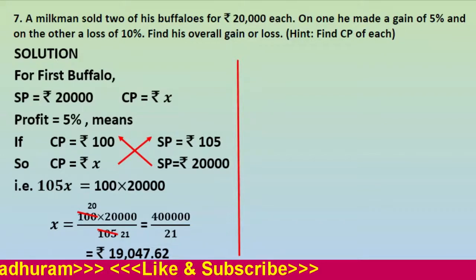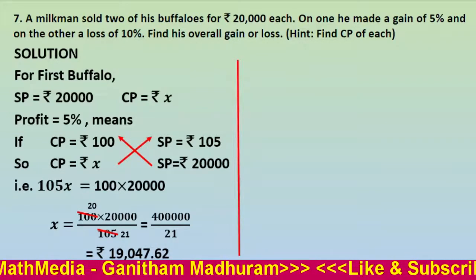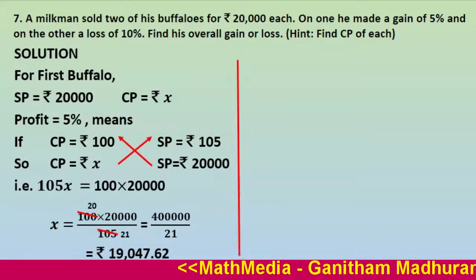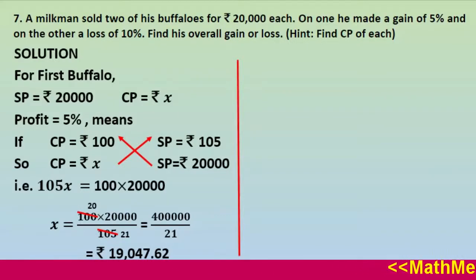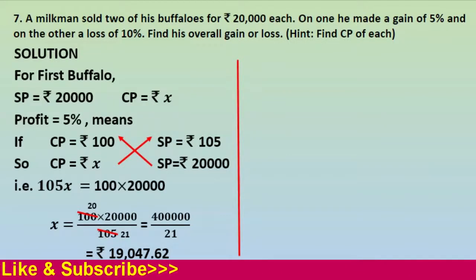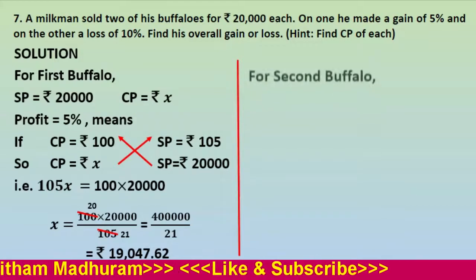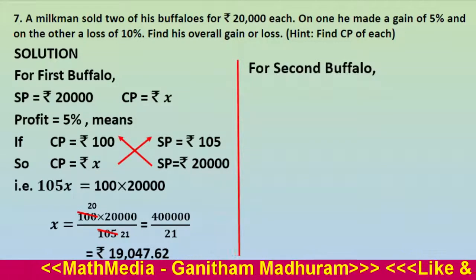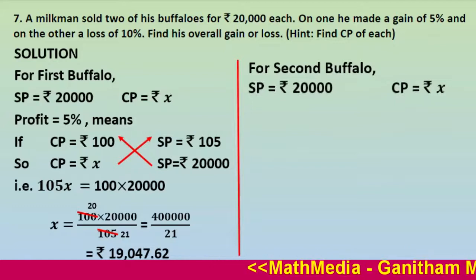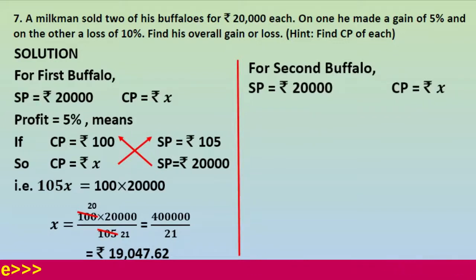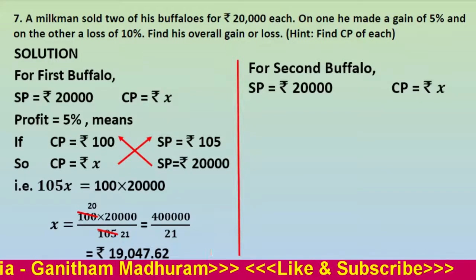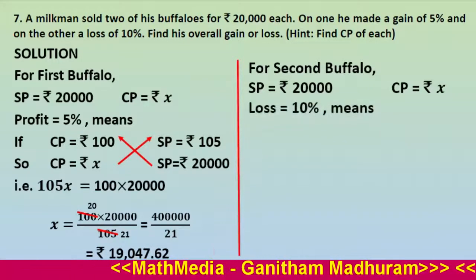Now we can move to the next part. We can find the same way the CP of the second buffalo. What about the selling price of the second buffalo? It is the same, rupees 20,000 only. CP we don't know, so we can give it as rupees X. On selling the second buffalo, he made a loss of 10%.